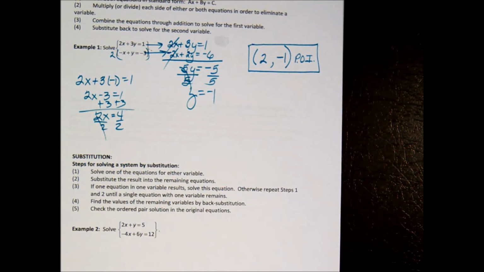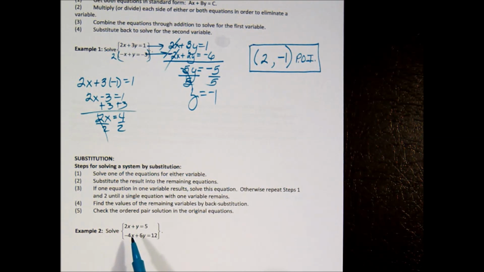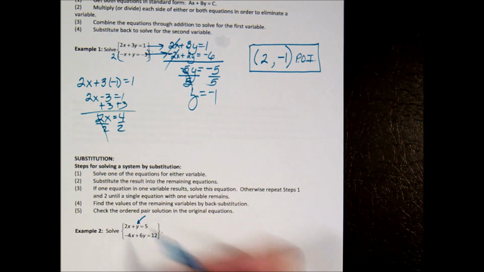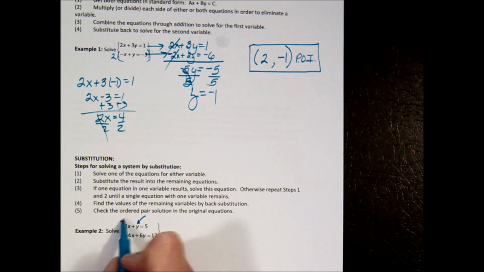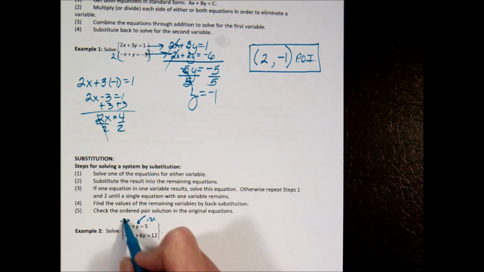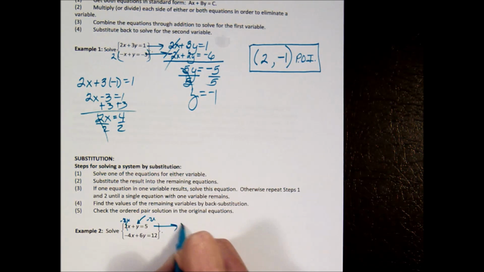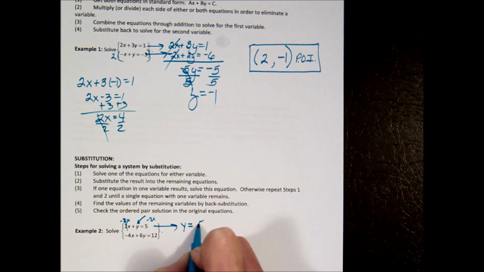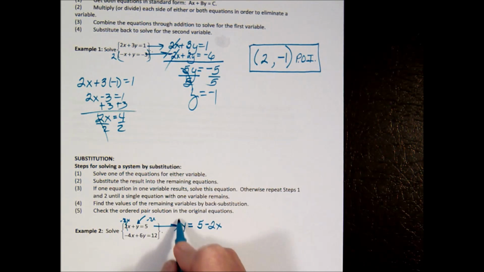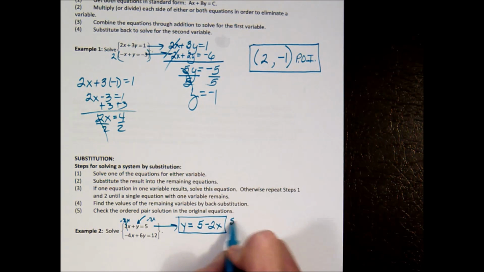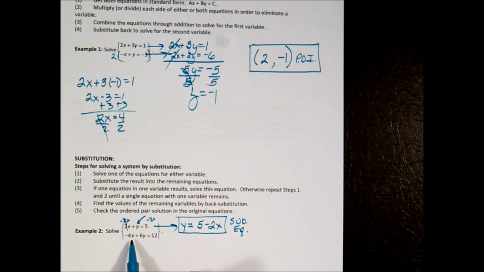All right, let's do the same thing using the substitution method. In the substitution method, one of the two equations has to easily be solved for either x or y, meaning one of your variables needs to have a 1 in front of it. This one does, so I'm going to solve it for y by subtracting 2x from both sides. And that gives me y equals 5 minus 2x. This becomes my substitution equation, and I substitute it into my other equation.